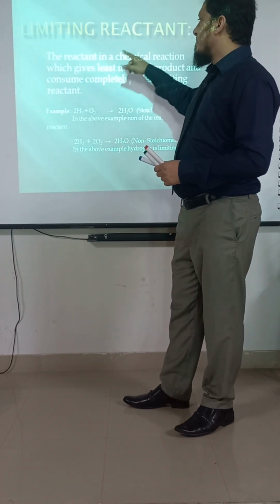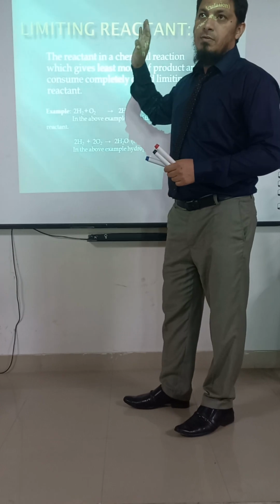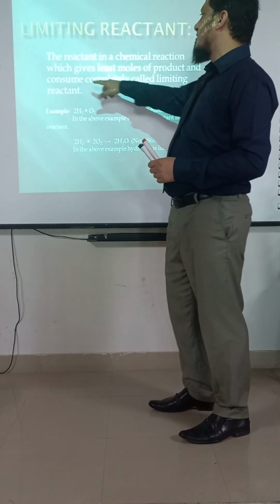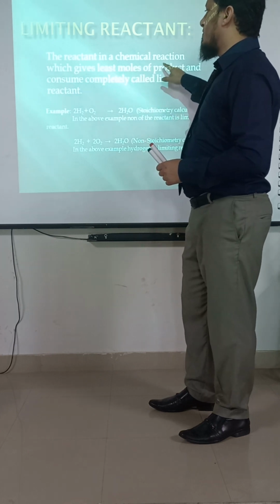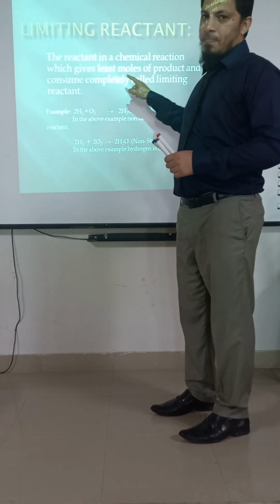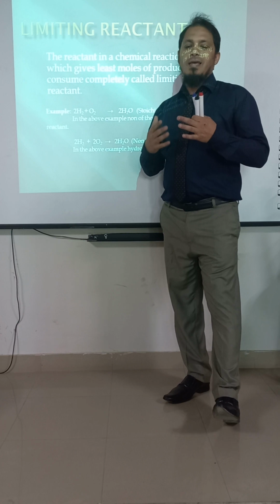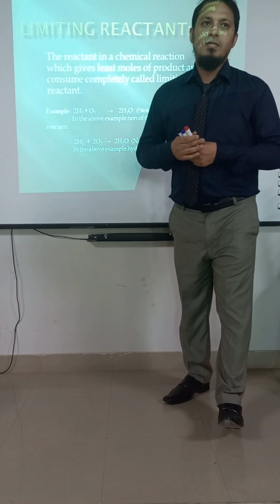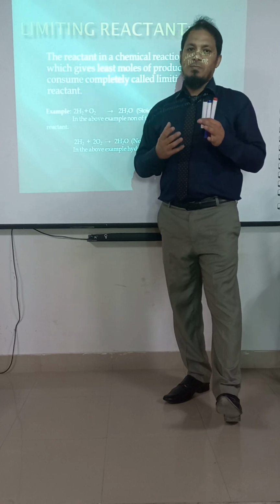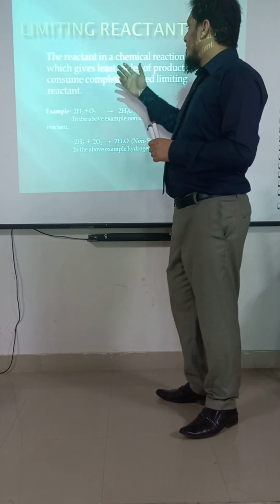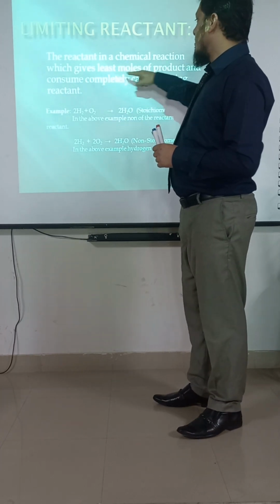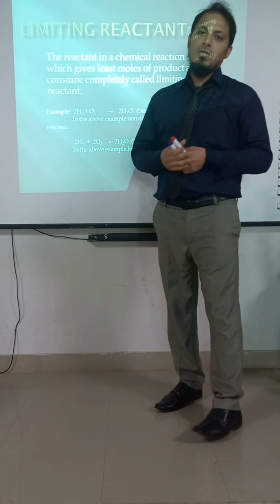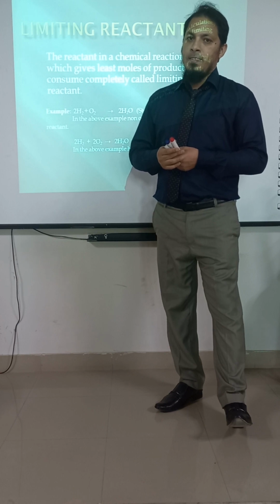Okay, so what is limiting reactant? Basically, we will describe it by using this definition. The definition is: the reactant in a chemical reaction which gives the least moles of the product. We know that in a chemical reaction, different reactants are involved. So the reactant which gives the least moles of the product and is consumed completely will be called what? Limiting reactant.